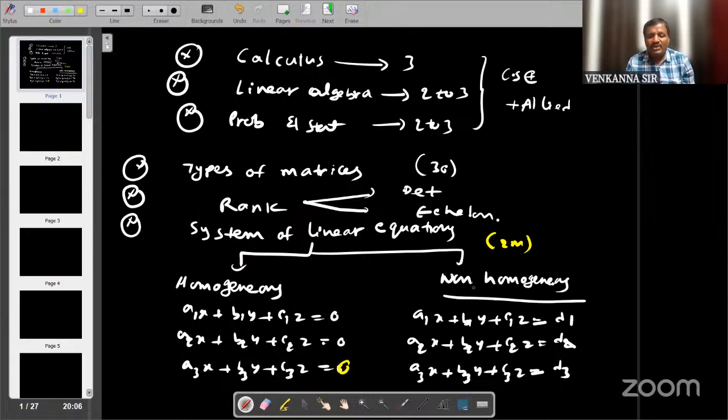So system of linear equations, only one method is there for us, that is a rank approach. No need to worry about the Gauss method, Gauss-Seidel method, iteration method. There are two different methods there, no need to go through that. Only rank approach is enough for you. So that is the third topic, system of linear equations.